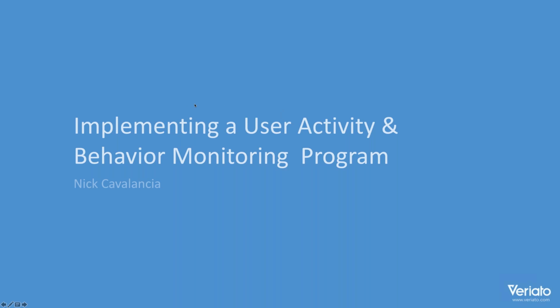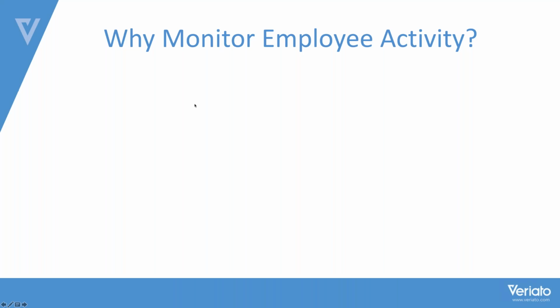So let's jump into the first slide, which is why you should monitor employee activity in the first place. I've got just four stats that I want to cover that make the case for why you should monitor employee activity. The first one I'm going to start with is 25%: a quarter of all data breaches involve insiders and are actually insider based.